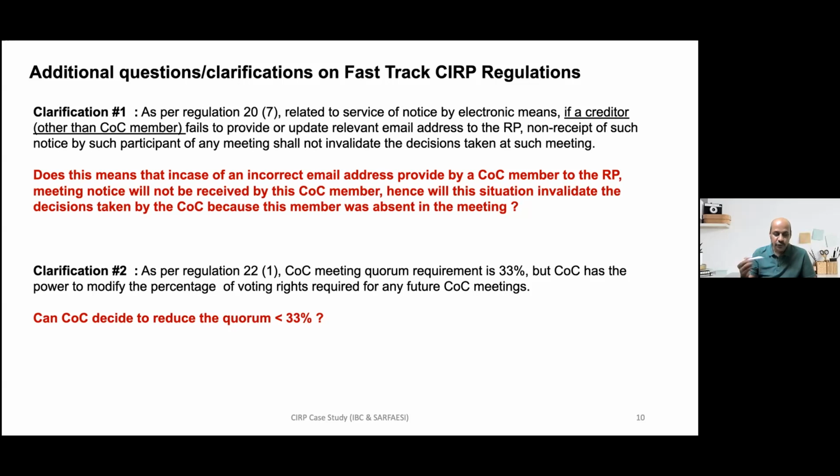Whereas in case of normal CIRP, I think this public announcement is also a part of CIRP cost. But in case of fast track, the expense on public announcement will not be part of the fast track process cost. So this was one very interesting point.